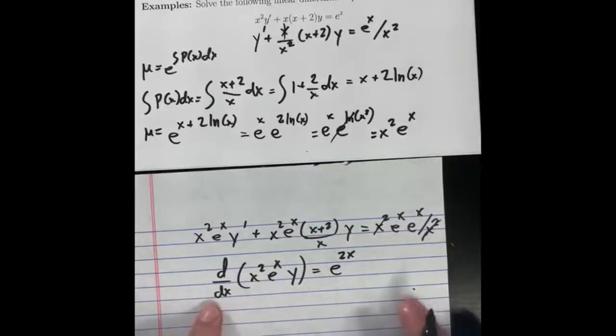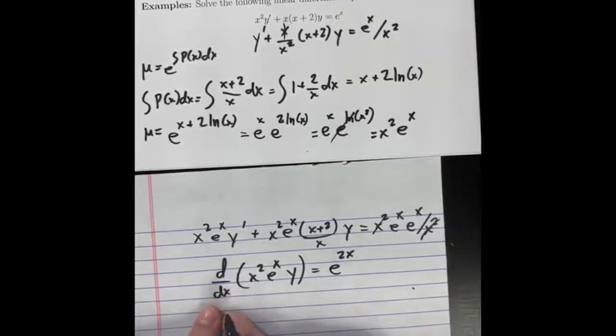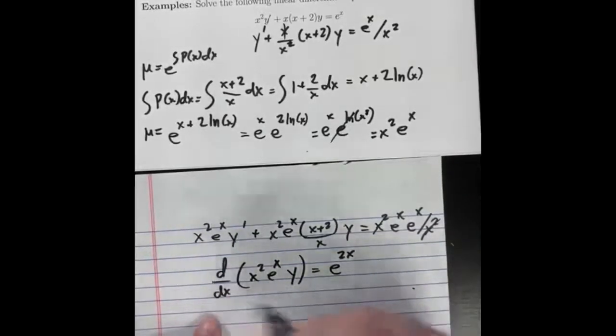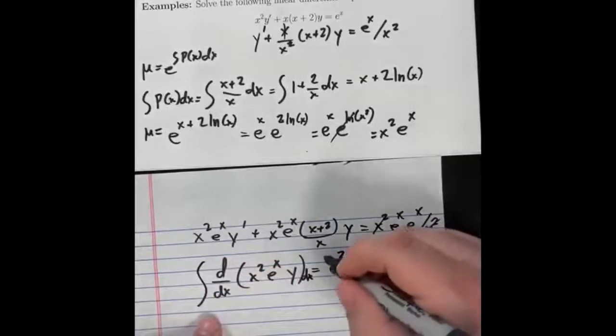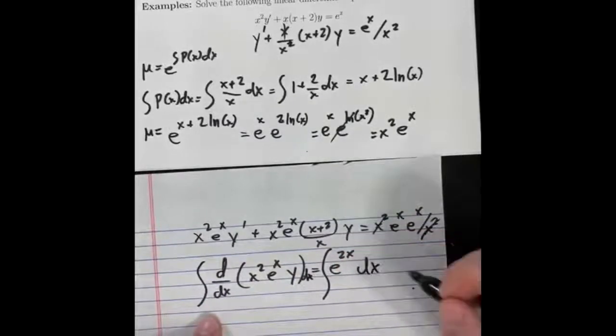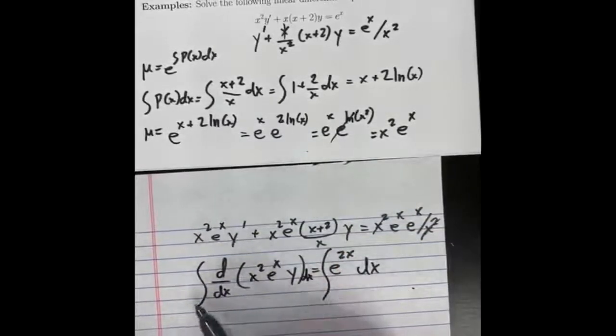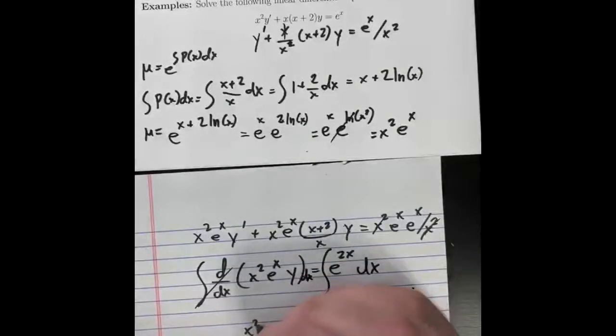All right, so we get to here, and we realize, well, we need to cancel out this derivative. And we cancel out derivatives by integrating. So we integrate this side with respect to x, which means I also need to integrate this side with respect to x. Okay, so the derivative and integral cancel. We're left with x squared e to the x times y.